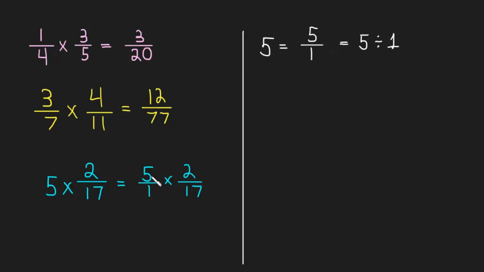And now we know how to do this. 5 times 2 is 10, and 1 times 7 is 7. So we could write this intermediate step where we write 5 as 5 over 1, but I recommend that you don't even do that.